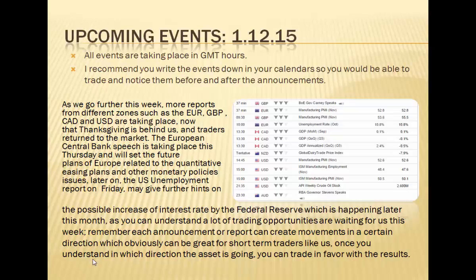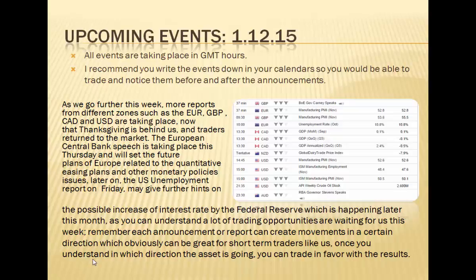As we go further this week, more reports from different zones such as the euro, the pound, the Canadian dollar and the US dollar are taking place. Now that Thanksgiving is behind us and traders return to the market, the European Central Bank speech is taking place this Thursday and will set the future plans of Europe related to the quantitative easing plans and other monetary policies issues.